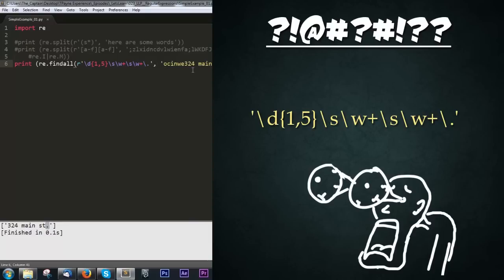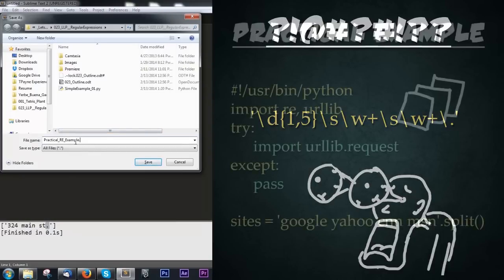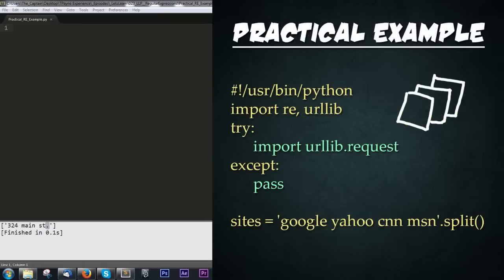For now, let's go ahead and jump into an actual practical example. So I'm going to go ahead and save this and go start a new document, and we're going to call this one practical re example.py. Alright, so I already have some code prepared. I'm just going to go ahead and copy and paste it in.